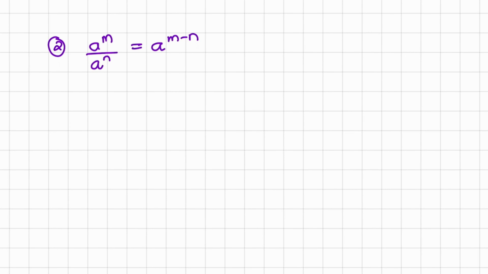The second law says if the base values are the same and we divide two values with one another, then we can subtract exponents. So for example, if I have x to the power of 6 divided by x to the power of 2, it will be the same as saying x to the power of 6 minus 2, and that simplifies to x to the power of 4.